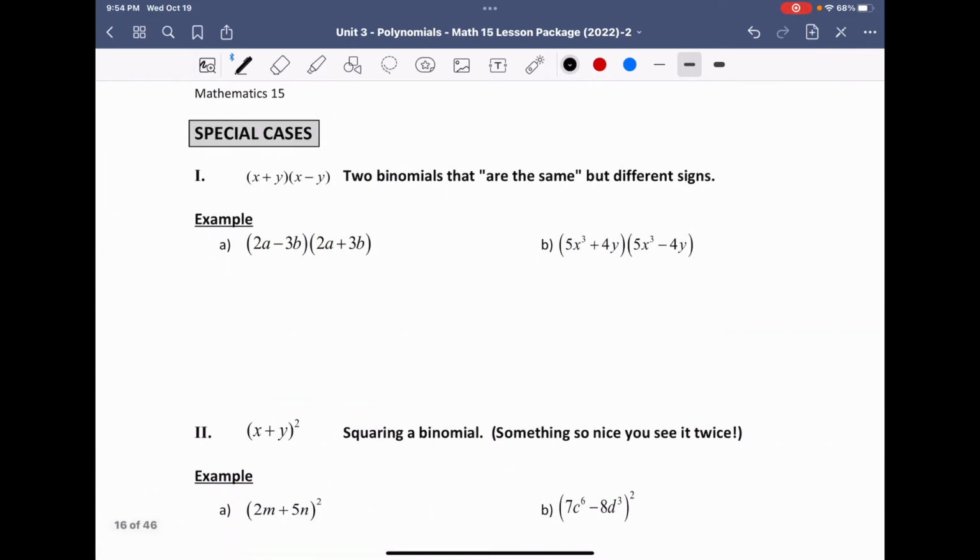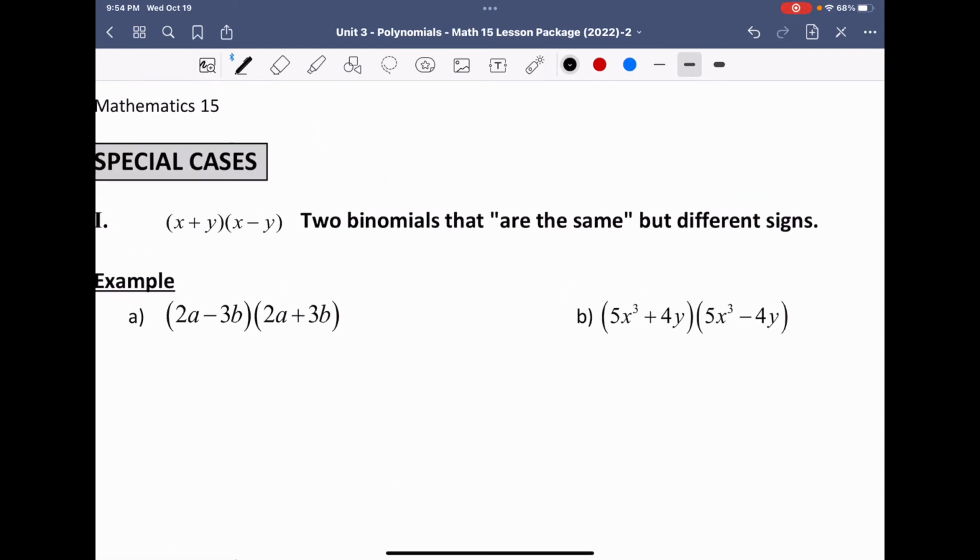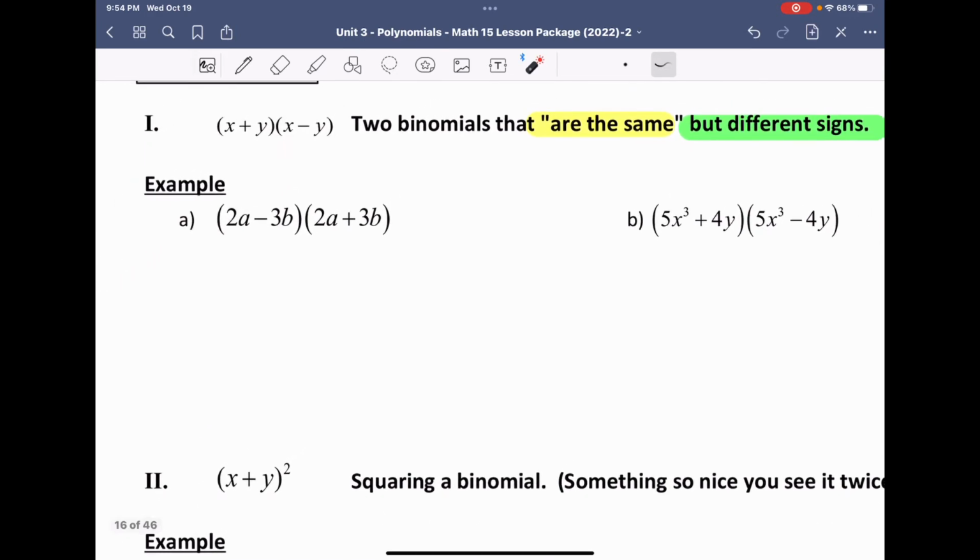All right. Now for some special cases. What if I have two binomials that look to be the same, but then have different signs? What we mean by that is, what if they share the same terms, but the sign between them goes from a negative to a positive, or a positive to a negative? Something really special happens with these. So I'm going to show the foiling method for this example here.